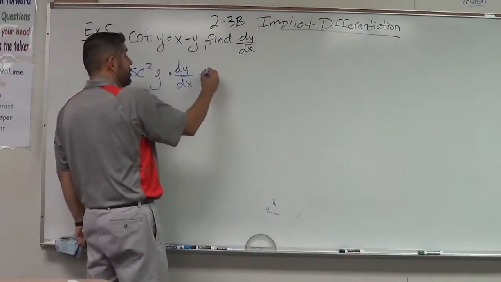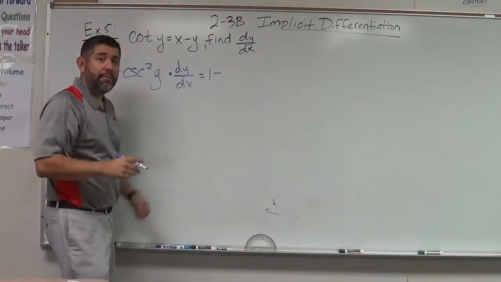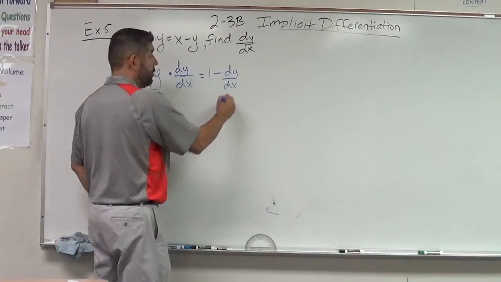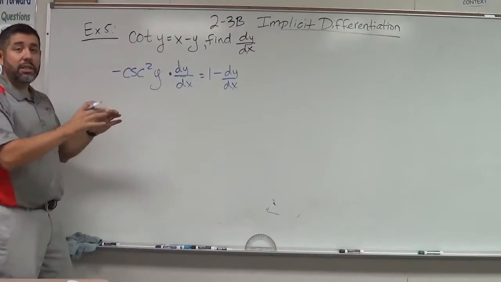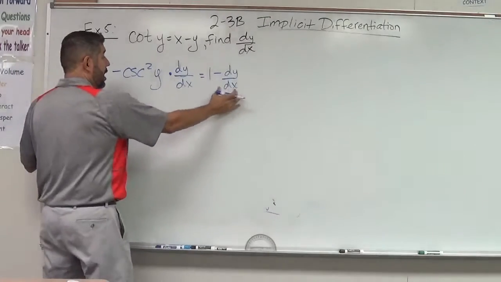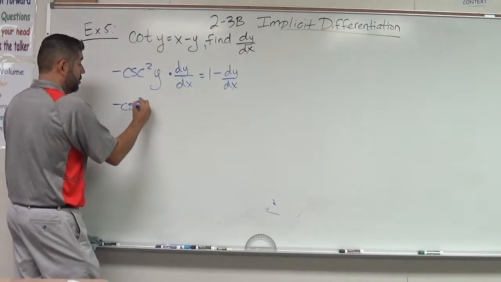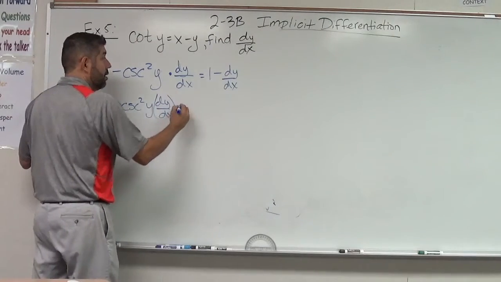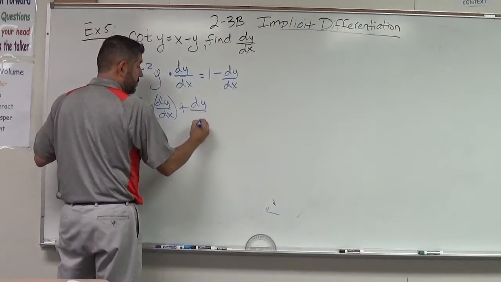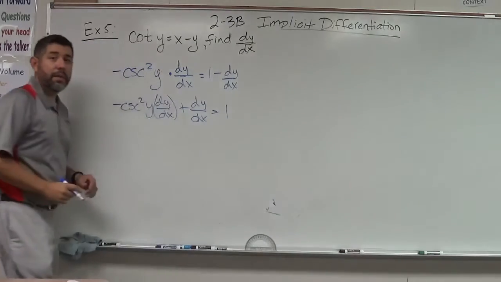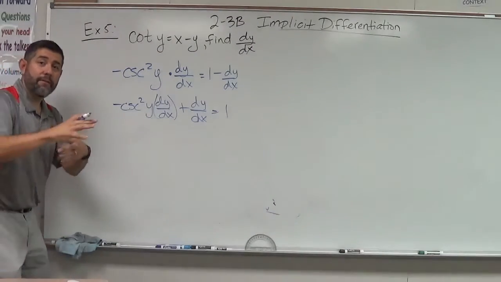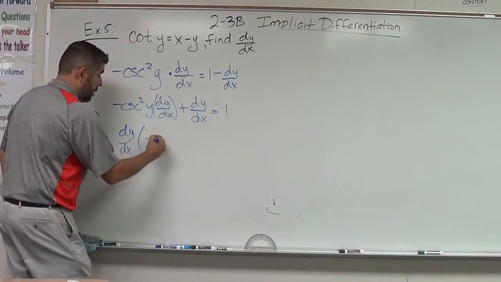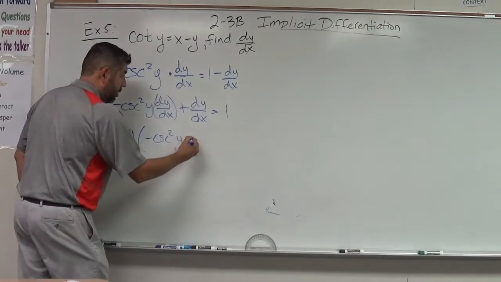The derivative of x is 1. The derivative of y is 1 times dy/dx. So I'm going to put dy/dx there. Okay, now we're going to have all the dy/dx's on one side. So I'm going to bring this guy over to this side. Negative cosecant squared y dy/dx, plus dy/dx equals 1. Next step in the procedure, factor out dy/dx. Negative cosecant squared y plus 1.